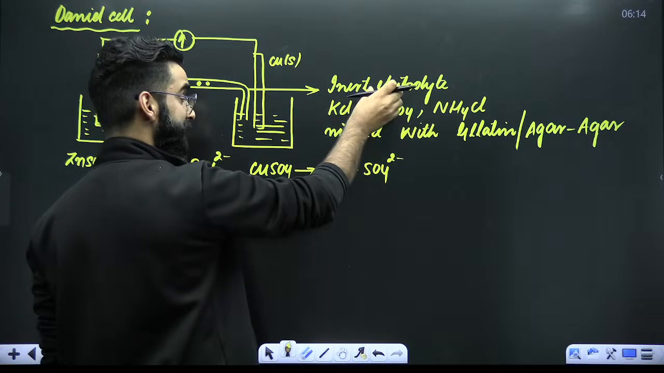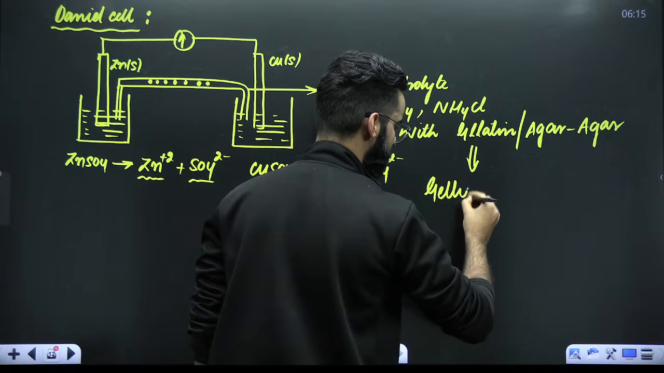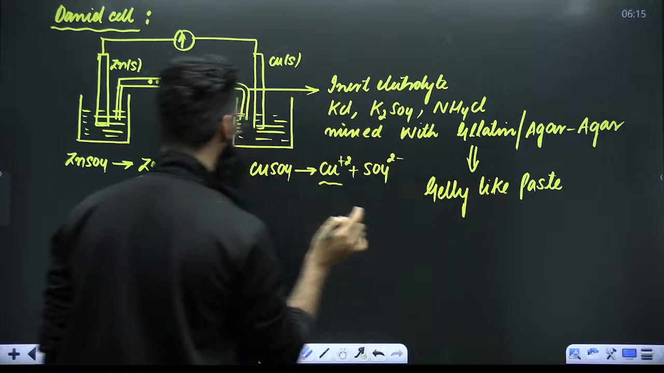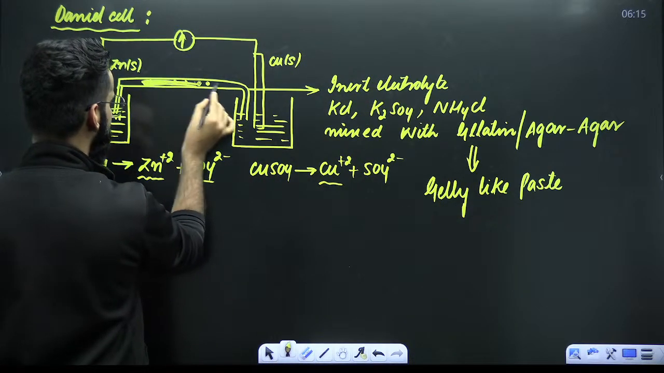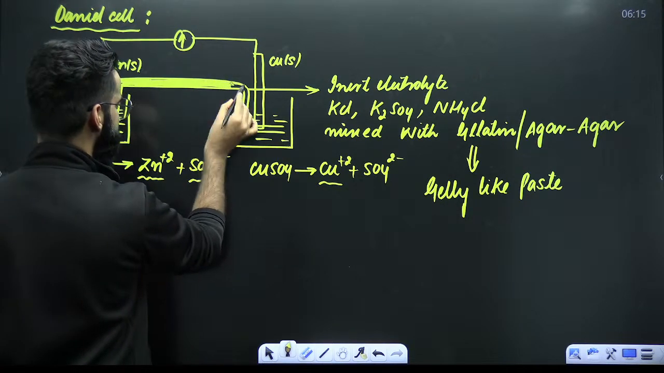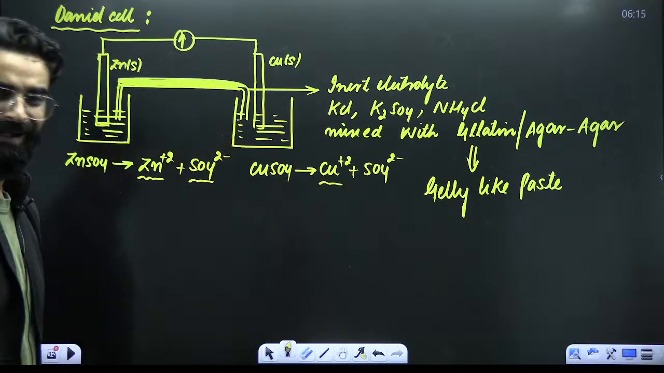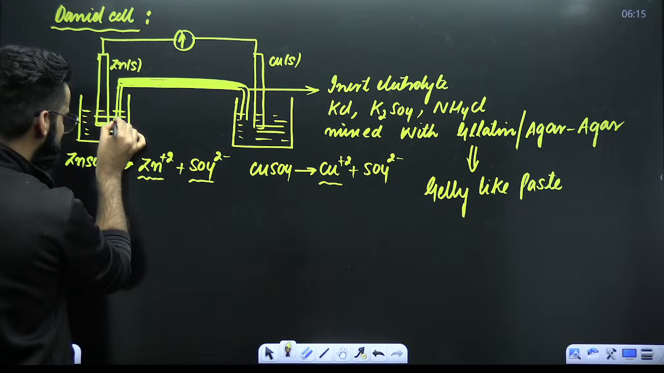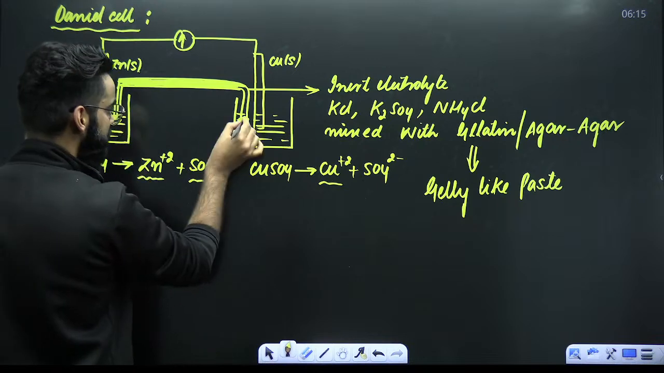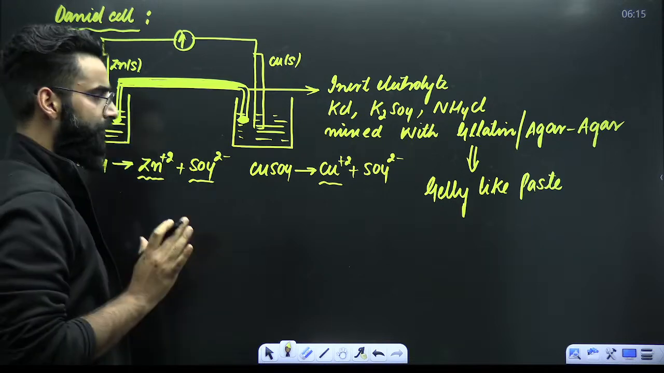And let me tell you, when inert electrolyte is mixed with gelatin or agar-agar, it forms a jelly-like paste. And that jelly-like paste is basically introduced in this inverted U-type tube. So this inverted U-type tube contains a jelly-like paste, which contains inert electrolyte mixed with gelatin or agar-agar, right? And at the same time, the ends of this inverted U-type tube are sealed with cotton balls. So these are the cotton balls which I have used over here, right?